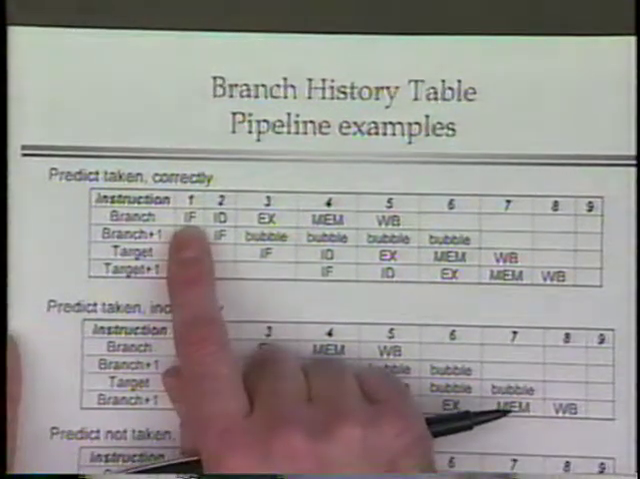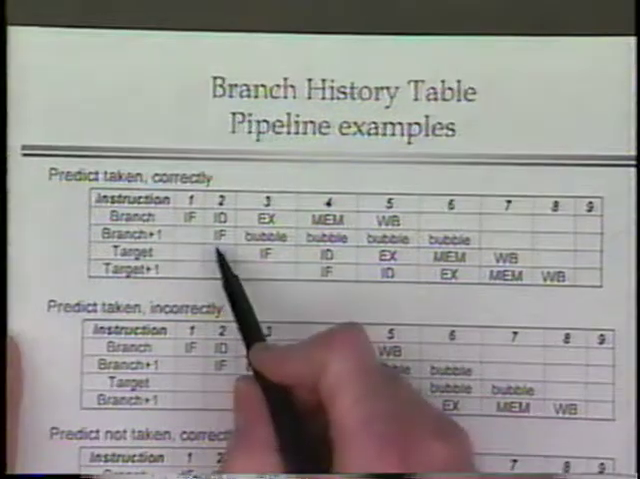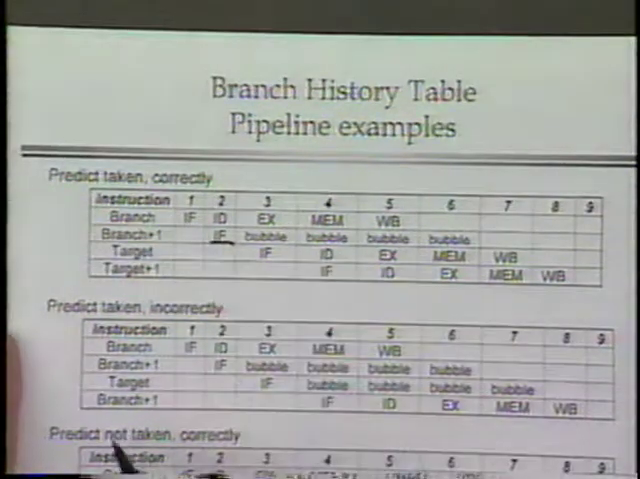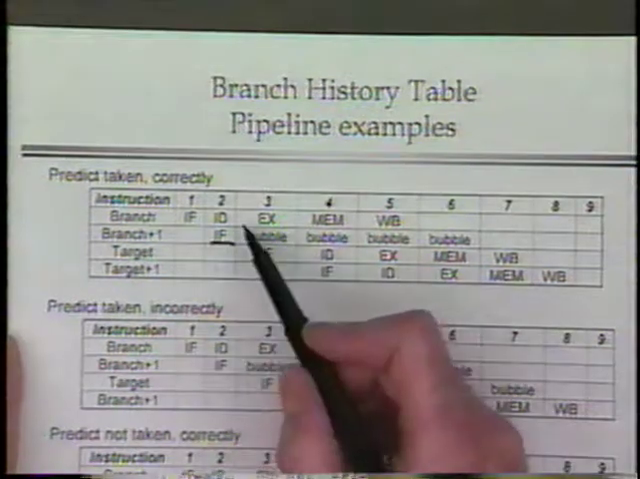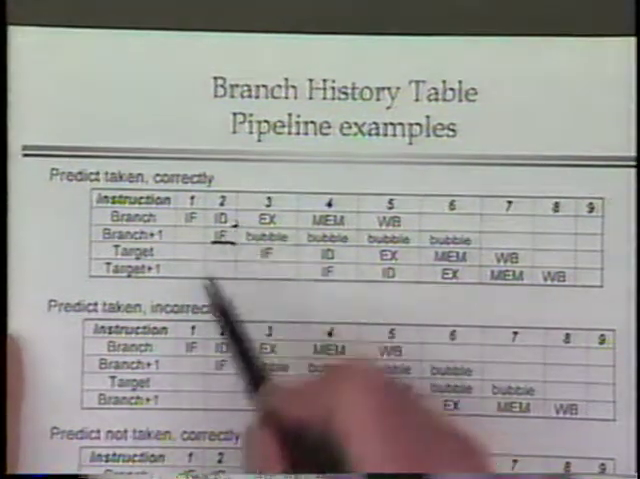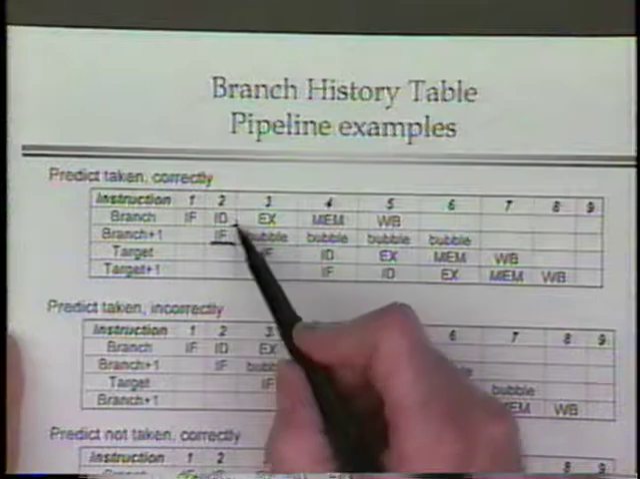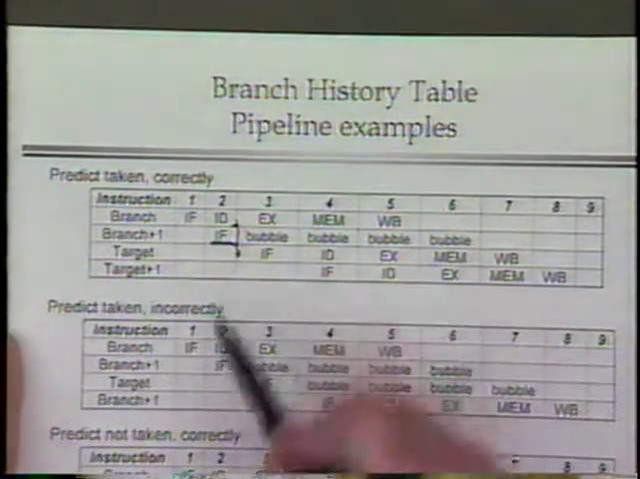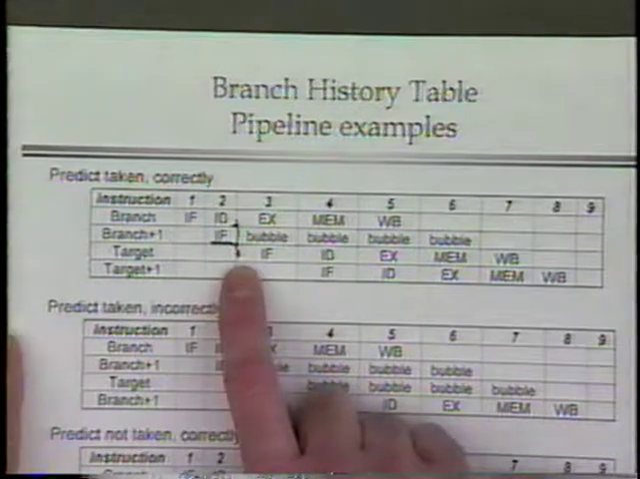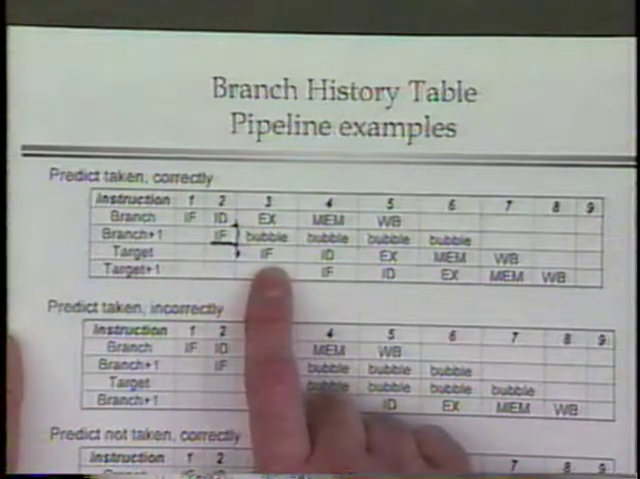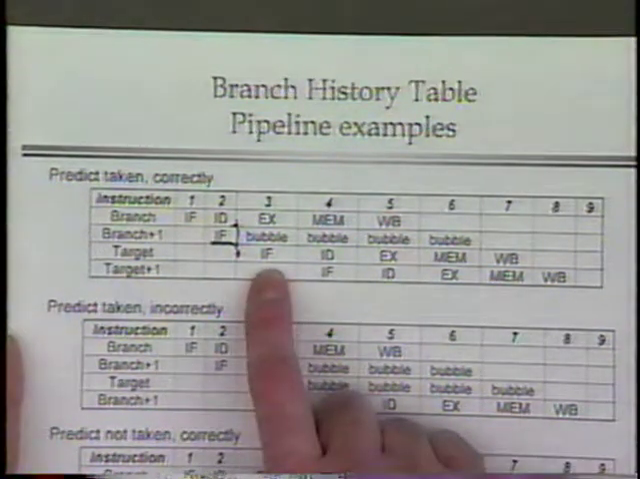Our branch instruction is here. We've already fetched branch plus 1 in the next cycle. If we predict at the end of ID for the branch that this branch is going to be taken, then we can start fetching that target at cycle 3. So we've paid a 1 cycle penalty.